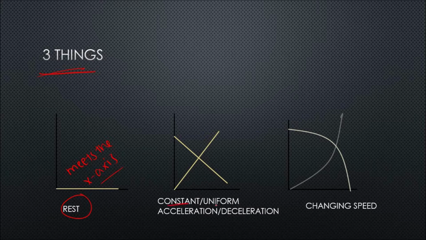And if it's constant or uniform acceleration and deceleration, so it's just constant acceleration or constant deceleration, another word for constant is uniform, that would be a straight line, either like that or like that. However, if it is changing speed, it would not be a straight line. It would be a curved line.